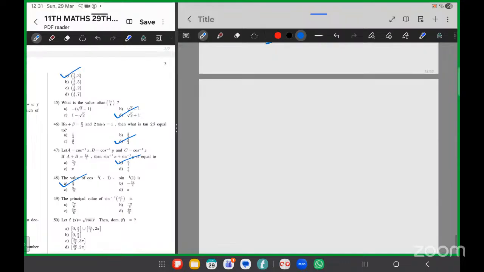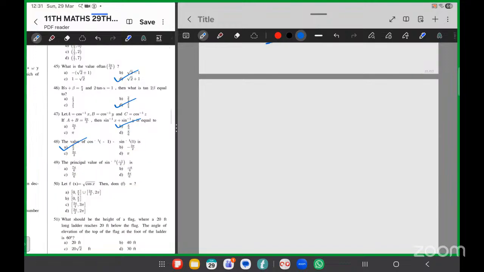Question number 49. The principal value of sin inverse minus 1 by 2. The principal value range will always be minus pi by 2 to plus pi by 2. And for sin inverse we have the fourth quadrant. Sin 30 is 1 by 2, so it will become minus pi by 6. Question number 49, answer is minus pi by 6.